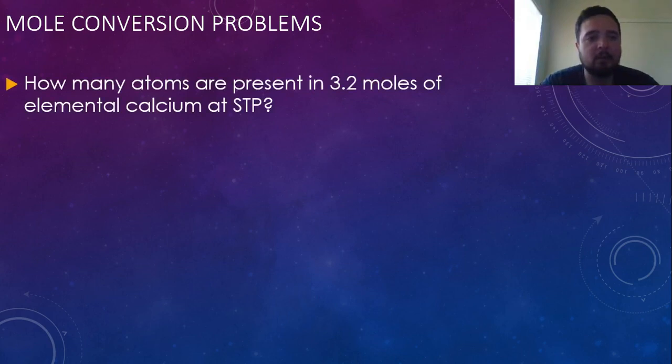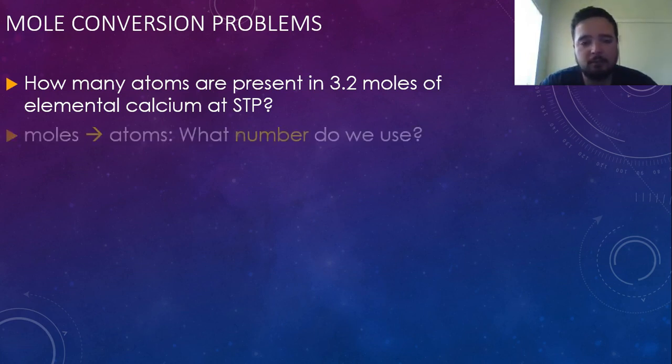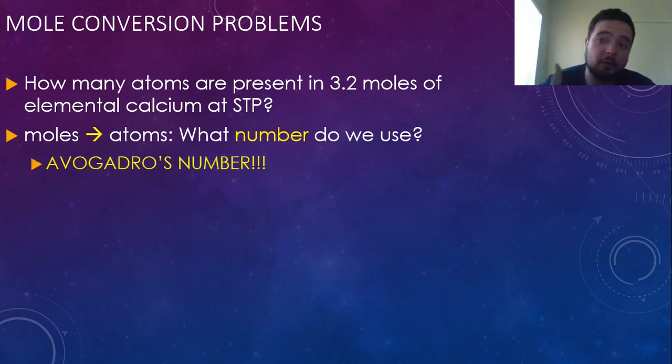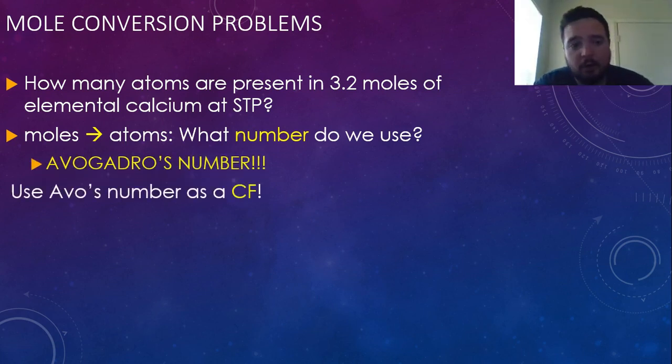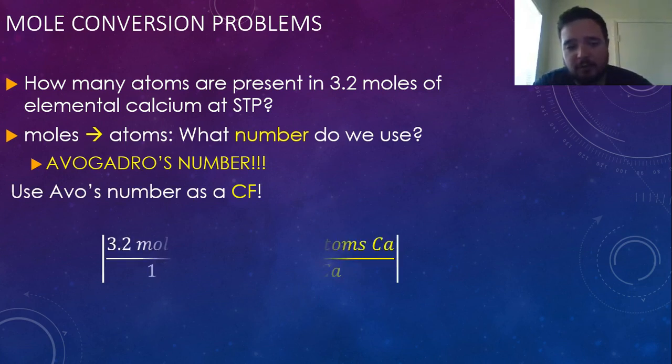So how many atoms are present in 3.2 moles of elemental calcium at STP? So we're going from moles to atoms. We're given moles, which means we can go straight to atoms. But what number do we use? We use Avogadro's number. Woohoo! So we're going to use Avogadro's number as a conversion factor.